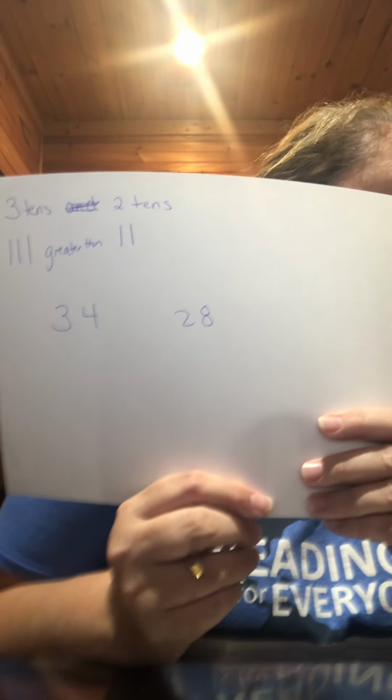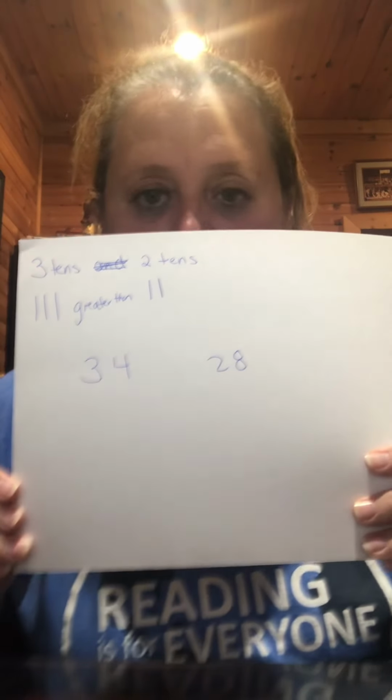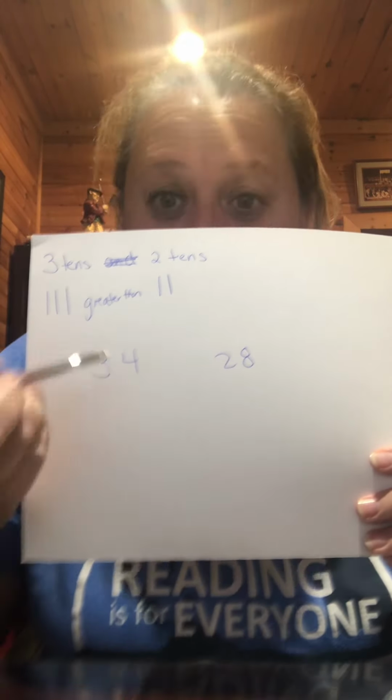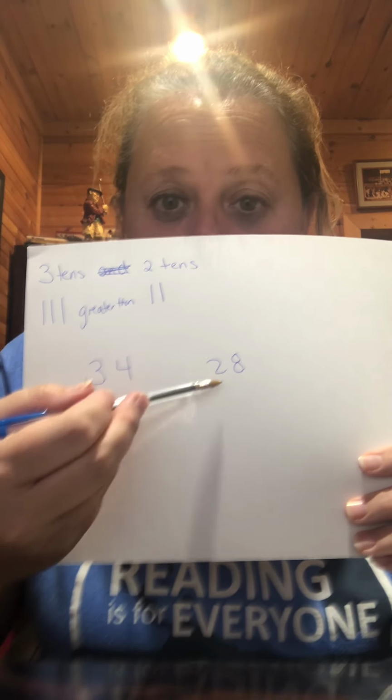Now, let's look at 34 and 28, okay? Which digit in each number do you look at first to compare? You look at the tens place, right? Look at it. Do you see it? So we're going to look at the ones in the tens place. We have a 3 and the 2.